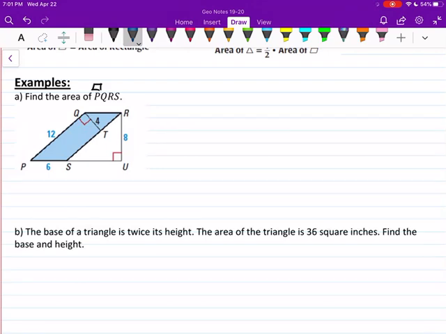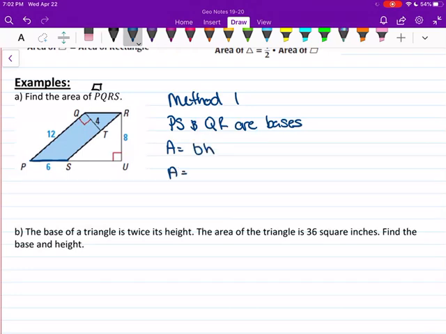Okay, so for example A, our first option is we can use PS as the base. Okay, so I'm going to do this two ways. Method 1, PS and QR are bases. Okay, so if I do that, then I know that my area is going to equal base times height. So my base is going to be 6. And then my height is going to be, remember, the perpendicular distance between the bases. And this one we can extend out here. So my height is going to be 8. And so then I'm going to get 48. And I don't know the units here, so I'm going to say units squared. I don't know what they are, so I just put the word units.